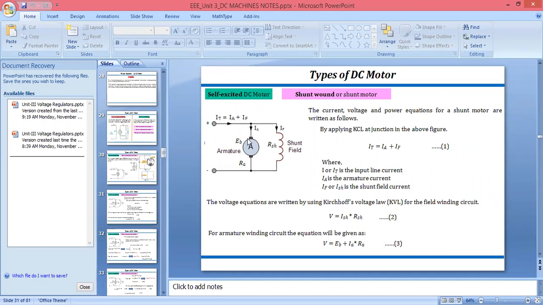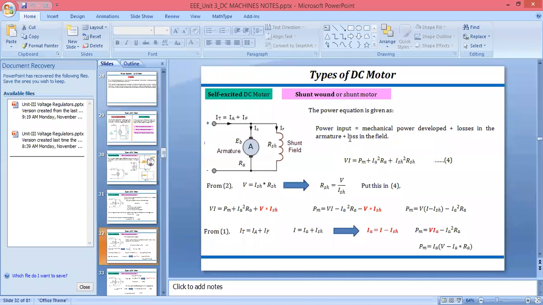We have derived the current equation and the voltage equations for this shunt field winding also. Now we are supposed to derive equations for the power. So we know power equal to V into I. The power equations will be the mechanical power which will be developed, the losses in the armature winding, which we also call the power loss, and again the losses which will be across this field winding.